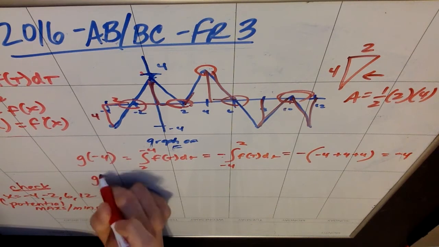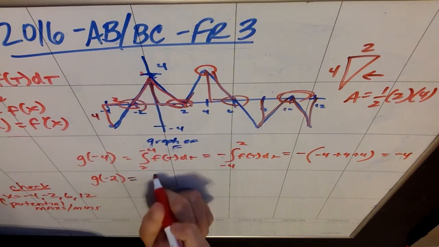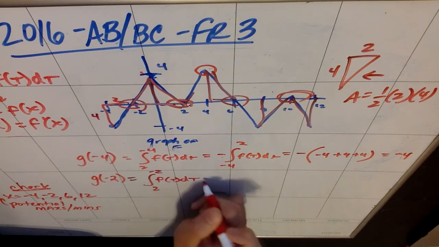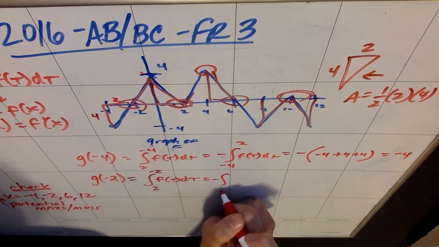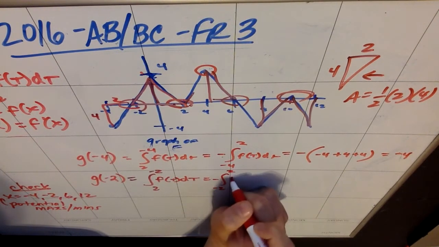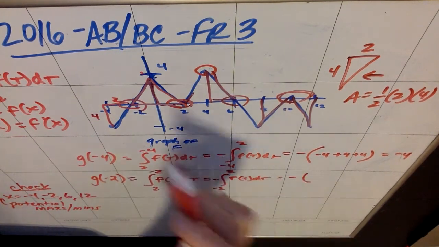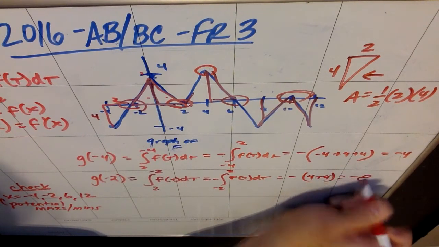G of negative 2 is going to be from here to here, right? Well, that's going to be the integral from 2 to negative 2 of f of t dt, which again is a backwards integral. So if you want, you can reverse the bounds so that you feel comfortable and put a negative in front, and that's fine. If you reverse the bounds, great. If you don't, also great. So each one of these is a 4-unit box, so you end up getting a negative 8.